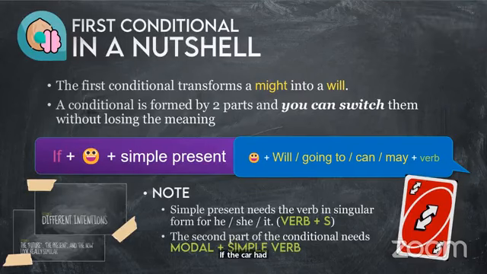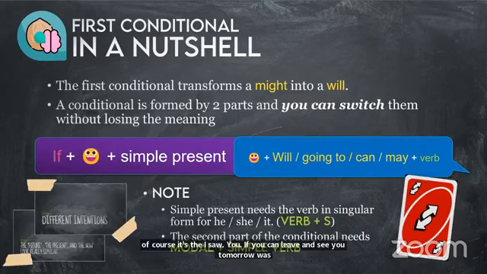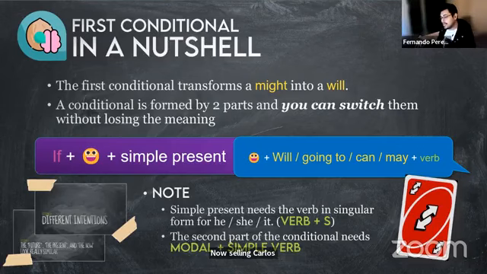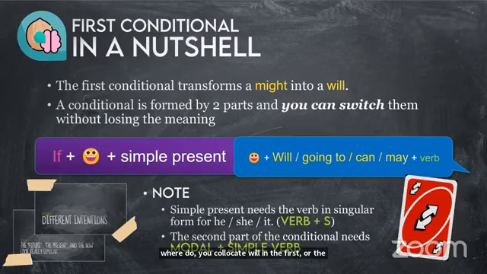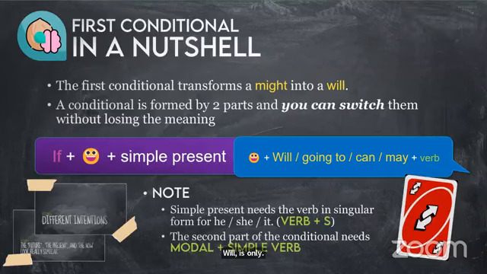Teacher, I finished. Yes, of course, Isti. I saw you, and you can leave. I'll see you tomorrow, Isti. See you. Bye, guys. Good night. See you. Now select, Carlos, where do you collocate will? In the first or the second? Where do you collocate will? Will is only number one. In what number? Number 2.